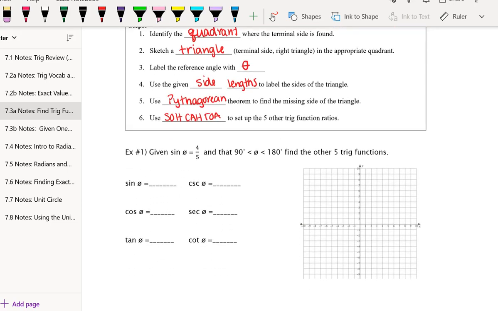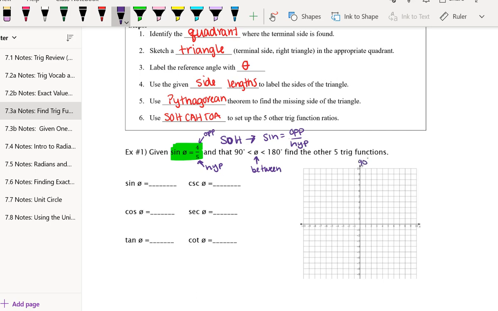So I'm telling you that sine is 4/5. Sine theta equals 4/5. Well, what do we know about sine? We know that sine is the SO. That means that sine is equal to the opposite over the hypotenuse, which means that 4 is the opposite and 5 is the hypotenuse of the triangle. Okay, so I'm giving you those side lengths. Also, theta is between 90 and 180.